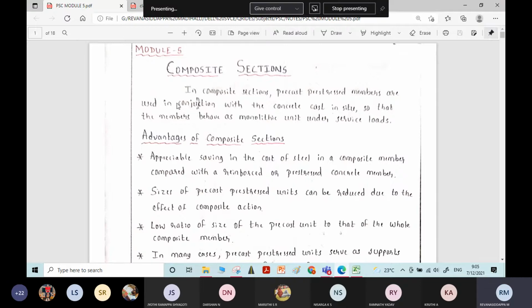I think you might have seen the construction of bridges and flyovers. There you can see the girders or beams will be cast in the casting yard and directly placed between the piers, and over those girders, the slab will be cast. In situ concrete will be placed.